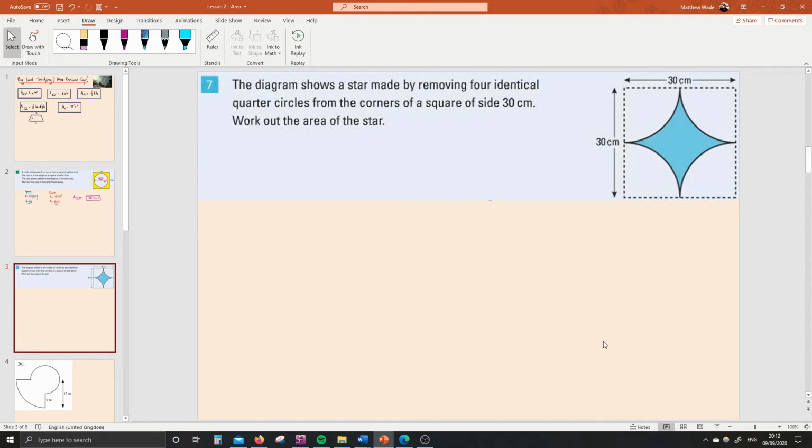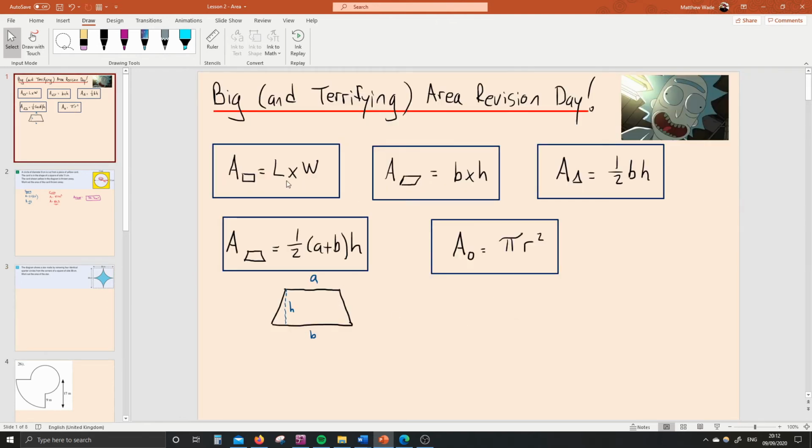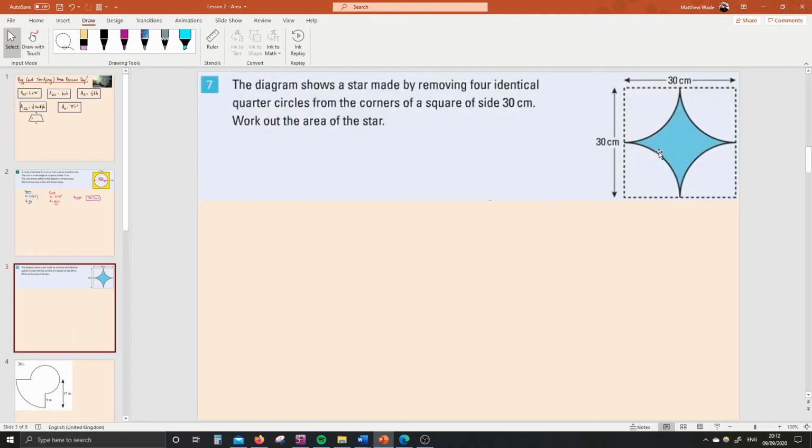Okay. So, the first thing I would notice is that this star itself, the colored in bit, is kind of horrible and not linked to any of these shapes. See what I mean? We have the rectangle, the parallelogram, the triangle, the trapezium, and the circle. But this starry thing isn't linked to any of them. So we're going to have to use a different strategy.